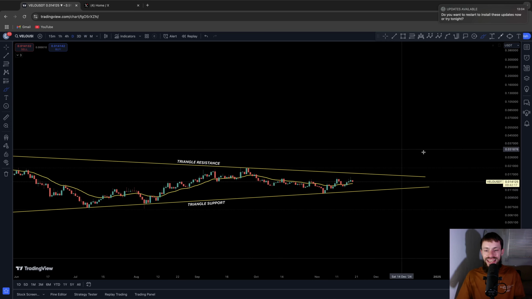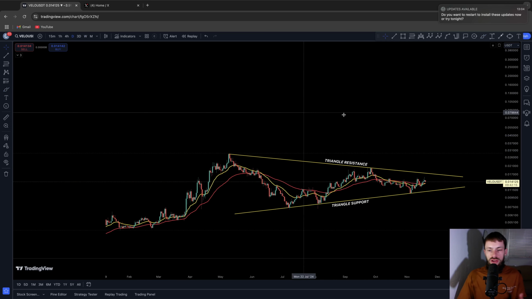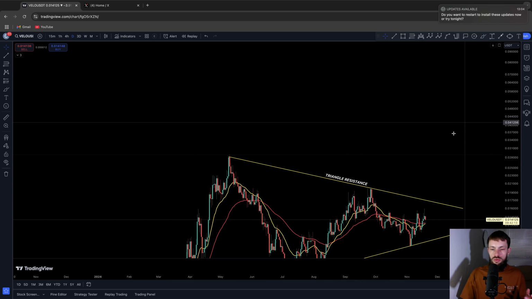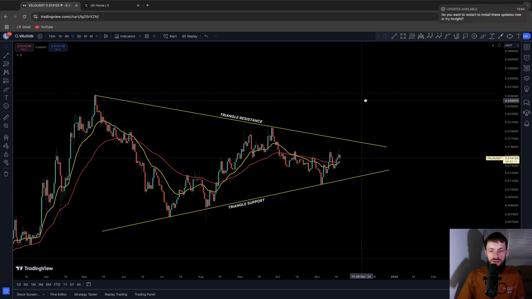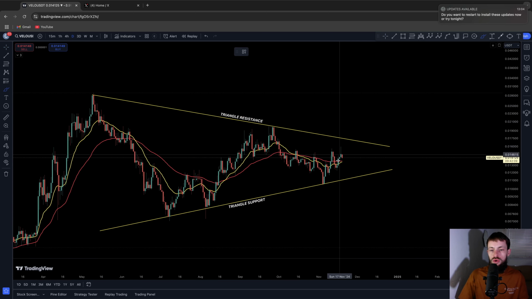Now going into the daily time frame, if we analyze this triangle in the daily time frame, what you'll notice as well that's given more confidence for a break to the upside is VELO is trying to also form another bullish cross on its daily time frame.